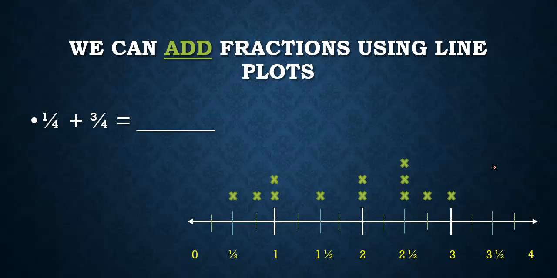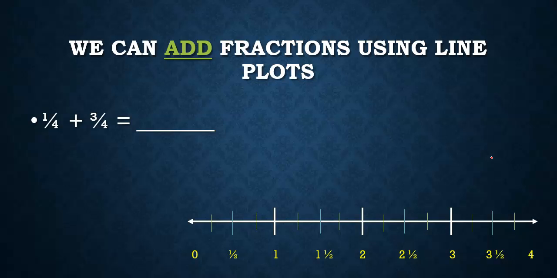So what I can do in my head is take away those X's, or I can take a sheet of paper and cover those X's, or I can take my hand and cover those X's. But essentially what we're going to do when we're adding fractions on the line plot is take away those X's and look at this as a number line. So my question says 1/4 plus 3/4 equals what?